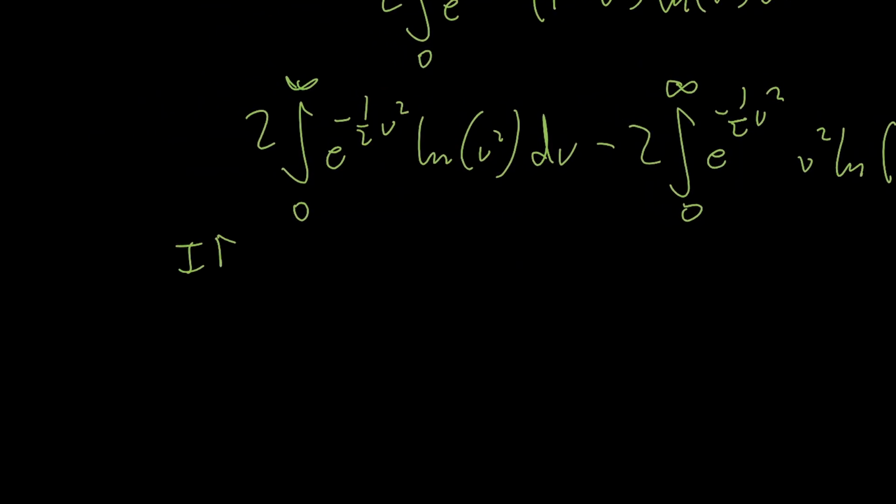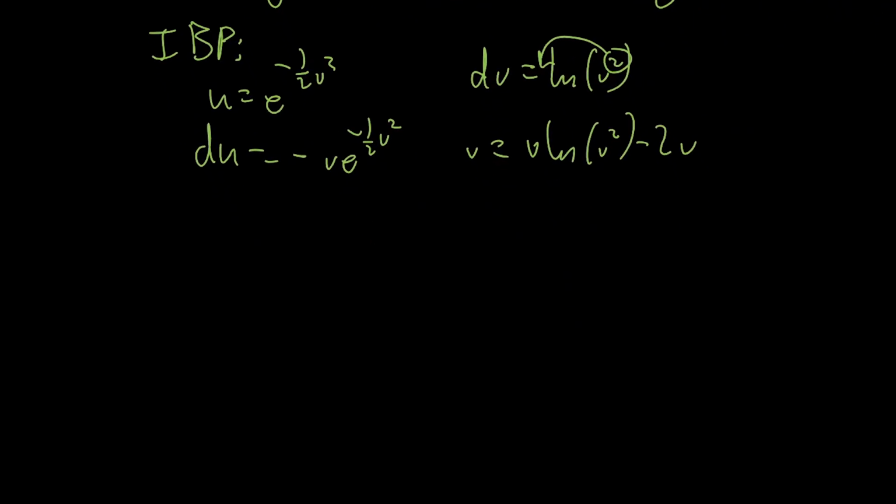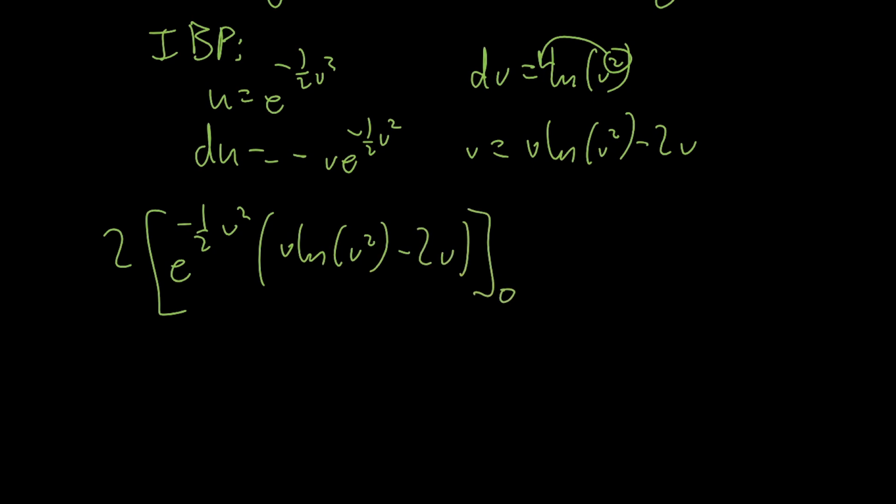So we're going to focus on this integral on the left here for now. We're going to do integration by parts. So we're going to differentiate e to the minus a half v squared, which gives us minus v e to the minus a half v squared. And then we're going to integrate the natural log of v squared, which gives us v ln v squared minus 2v. And you can do that by taking out this exponent using that log law. So, putting this together, we have 2 lots of, and then we're evaluating e to the minus a half v squared, (v ln v squared minus 2v) at 0 and infinity.